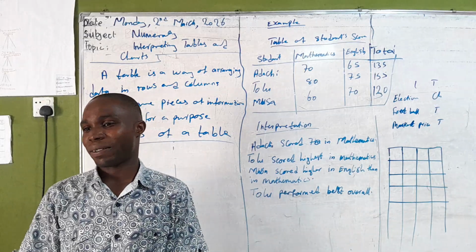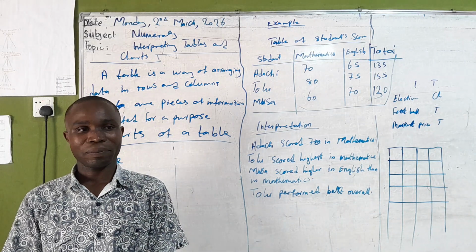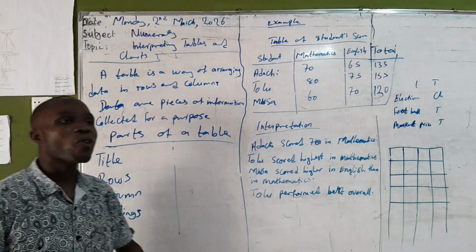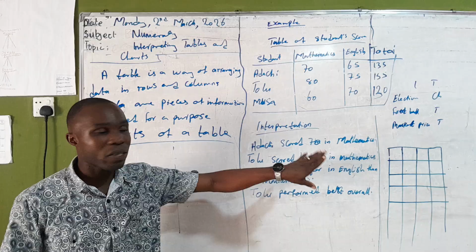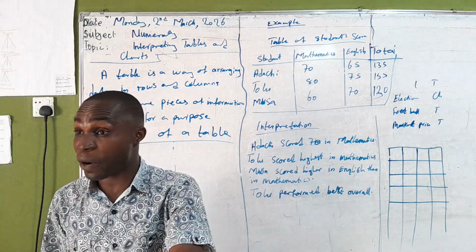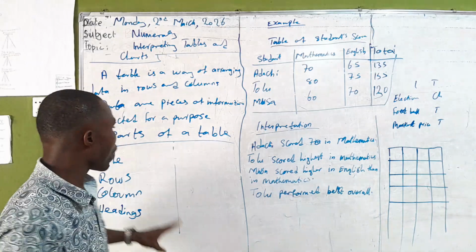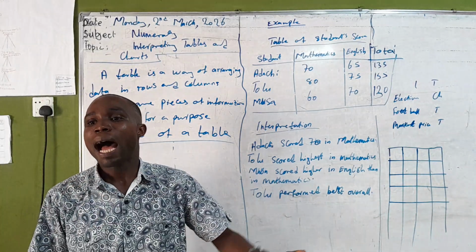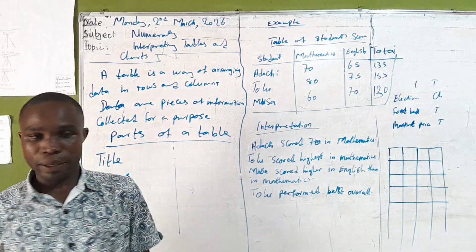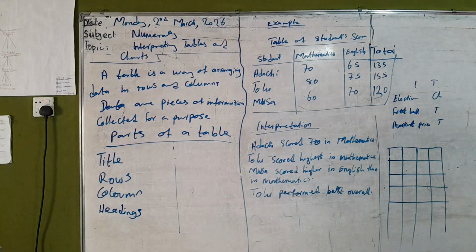Any question? Okay, if no one has a question for me, I'm going to give you some questions. The questions will basically test your ability to interpret the table. So I'm going to draw a table on the board and I will give it to you to interpret. Right? You can write now.